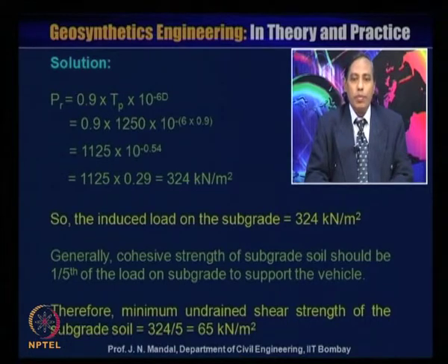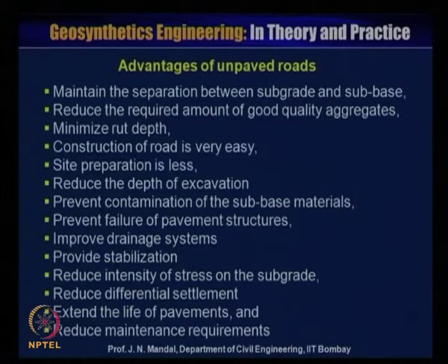Generally, cohesive strength of subgrade soil should be 1/5 of the load on the subgrade to support the vehicle. Therefore, minimum undrained shear strength of the subgrade soil is equal to 324 divided by 5, which is 65 kilonewton per meter square. So we will now discuss the advantages of the unpaved road.